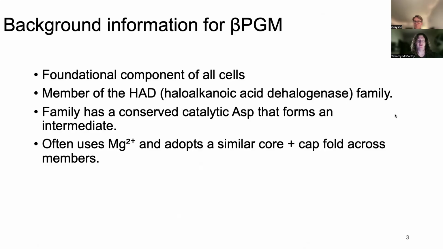Beta-PGM is a member of the HAD family, the haloalkanoic acid dehalogenase family. Members of this family share similar residues, especially a catalytic aspartic acid that forms a transient phosphoaspartyl intermediate. They often require a cofactor, such as a magnesium ion. Initially, members of this family have been observed to adopt a related protein fold or orientation with a substrate.